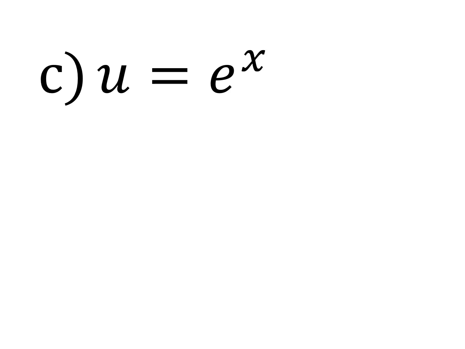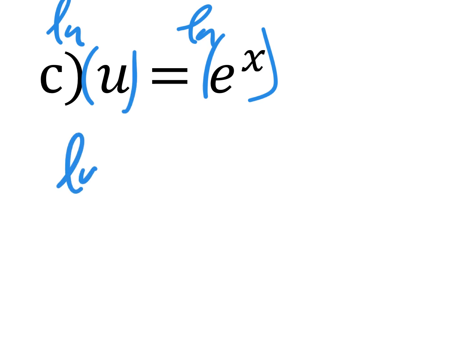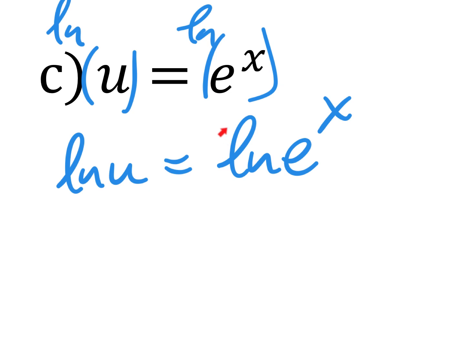What if we have u equals e to the x? Well, if we take the log of both sides, we get the natural log of u equals the natural log of e to the x. And what's the natural log of e to the x? Well, that's just x. And the natural log of u.